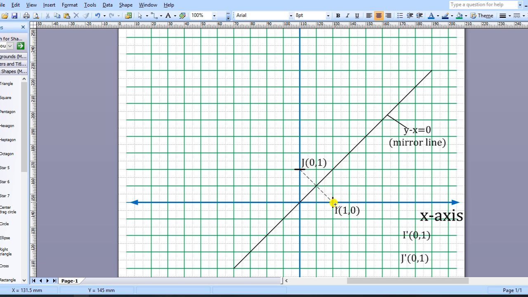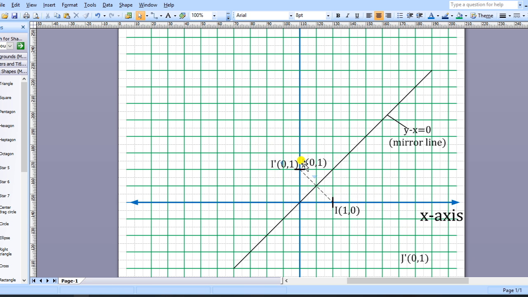Another way is simply by counting. I can count from here 1 square, 2 squares. When I reach the line of reflection, I now count horizontally the same number of squares, 1, 2. So I can conclude that I prime is at this point here. So I can indicate my point I prime, which is the image of I.